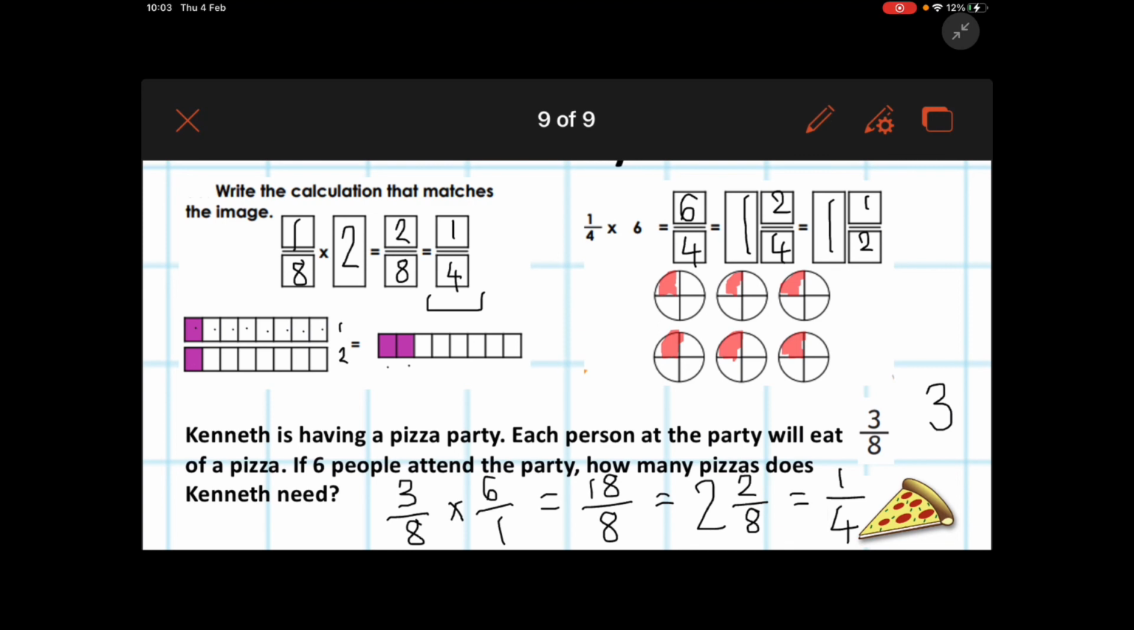Well done. Why not continue practicing multiplying fractions by whole numbers?